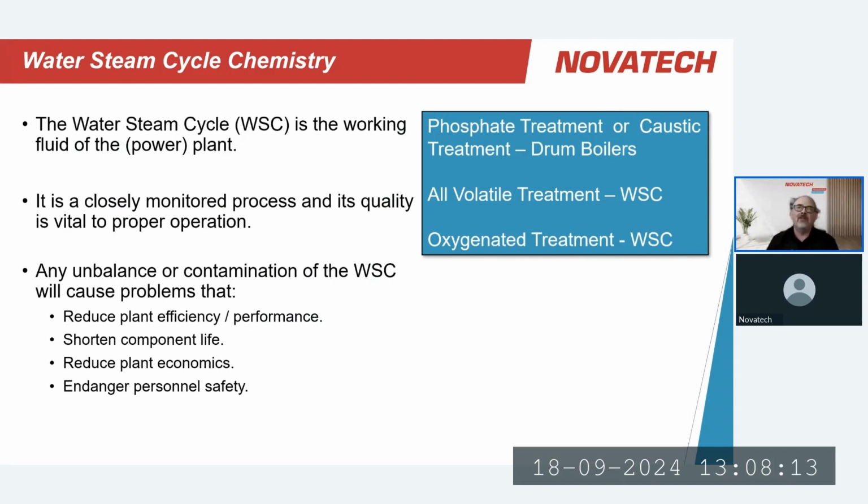You'll hear about different treatment processes that exist in the market. They all are effectively trying to accomplish the same thing in a different manner. But some of the more common ones that you might hear about are phosphate treatment, all volatile treatment, oxygenated treatment. Again, these are all different variations on a similar theme. The goal in each case is to try to have the best water chemistry to mitigate or reduce all of these factors that we don't want to see in our process.